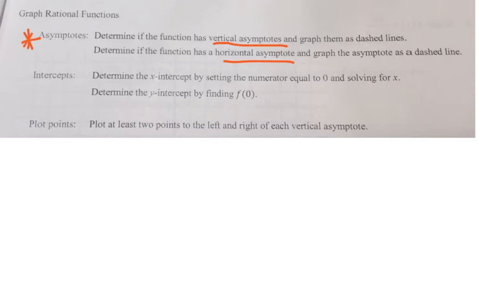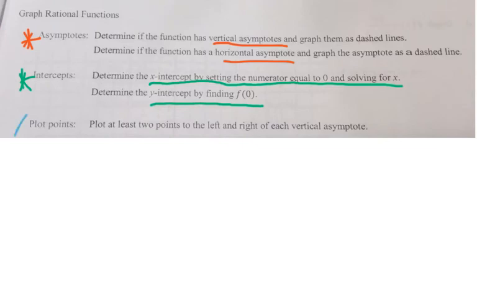Then we want to determine any intercepts. Okay, so we're going to determine the x-intercept by setting the numerator equal to 0 and solving for x. So when does a function equal 0? That will give us our x-intercepts. And then we find the y-intercept by finding what f of 0 is equal to.